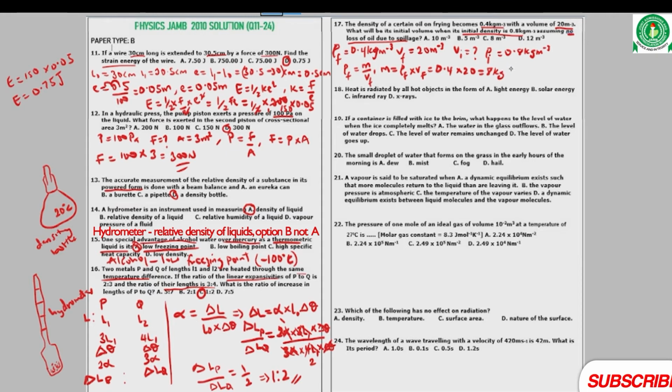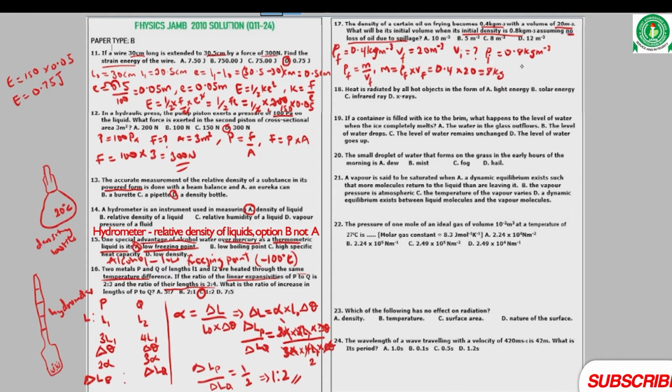So since we have gotten the mass, we are told that the mass of the oil remains constant because there is no oil spillage. So we can use the mass obtained for the initial volume. Since we have obtained the mass of the oil to be 8 kilogram, now we can use it to obtain the initial volume.